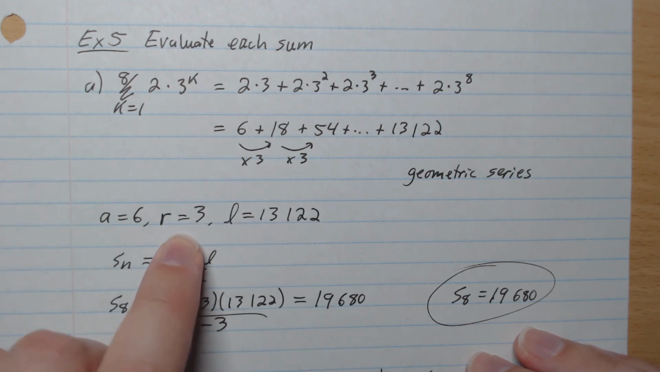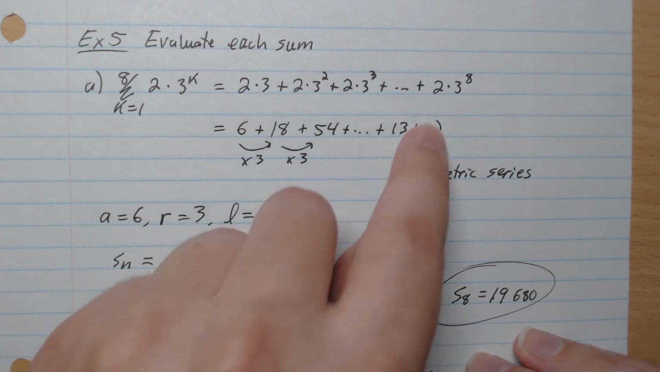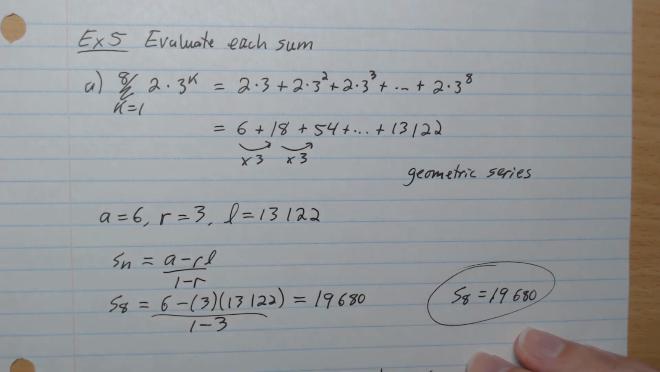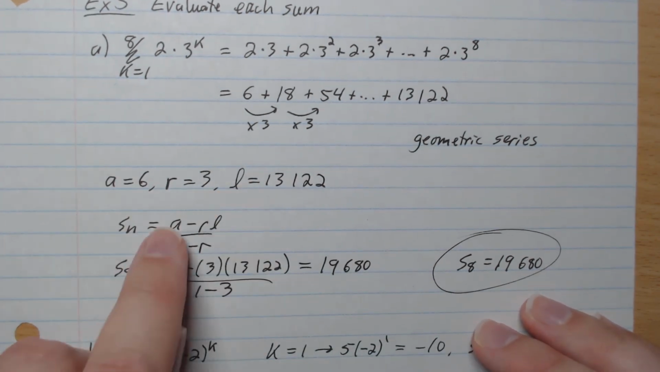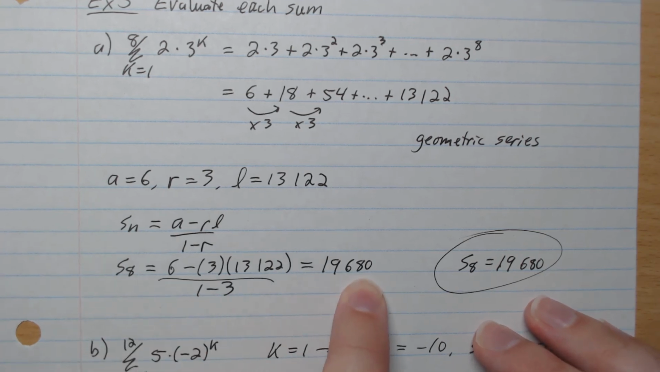And so this is where our r is. So our a is 6, r is 3, l is 13,122, like that. We have a, r, l in our series equation, like that. And we get the sum of 19,680 as such.